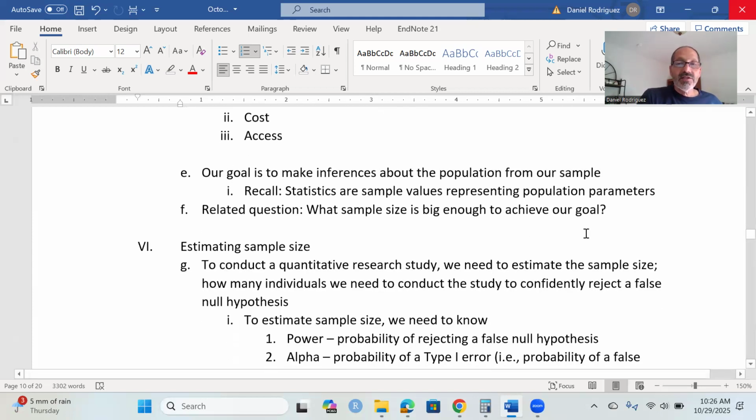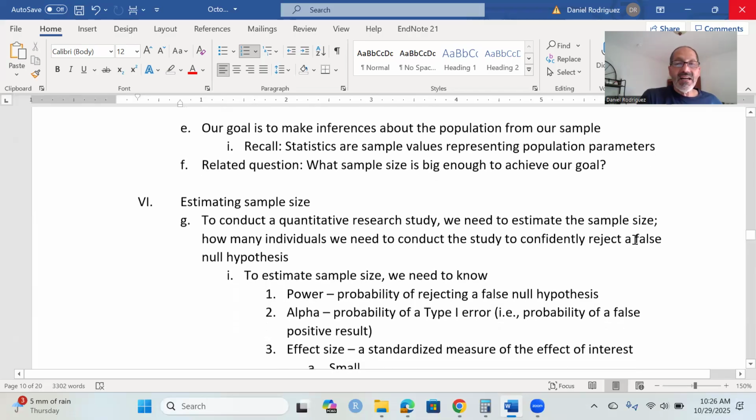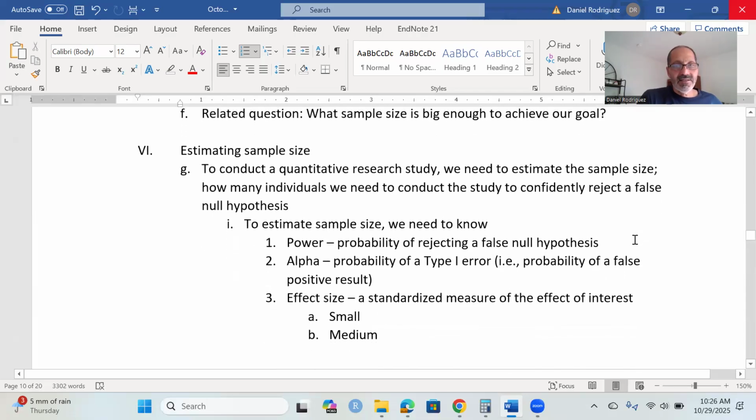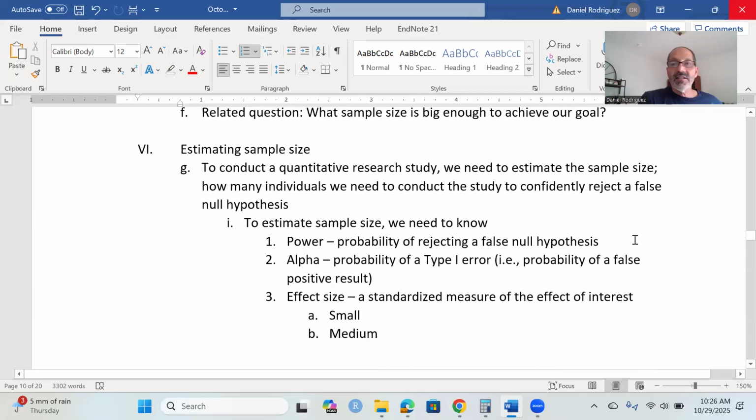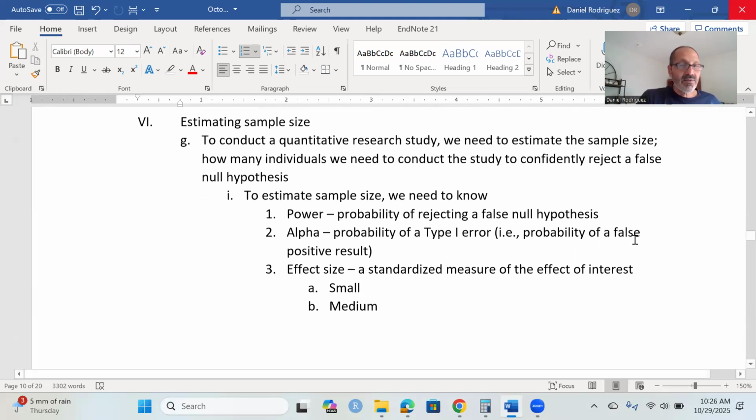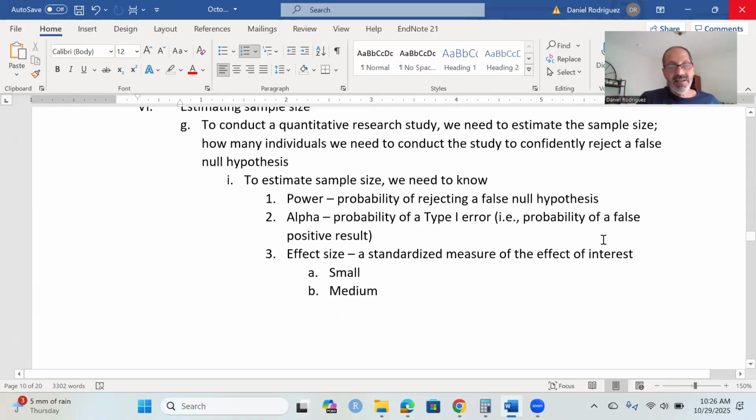So one of our important questions is what sample size is big enough for our goal? There's a lot to this, but this is such a fundamental part of research design that it should be more important than anything else you do. Estimating sample size to conduct quantitative research is different from qualitative. In qualitative, you can get away with a smaller sample, you can do one person, a case study. For quantitative, we need to estimate how many individuals we need to conduct a study. This comes from my textbook.